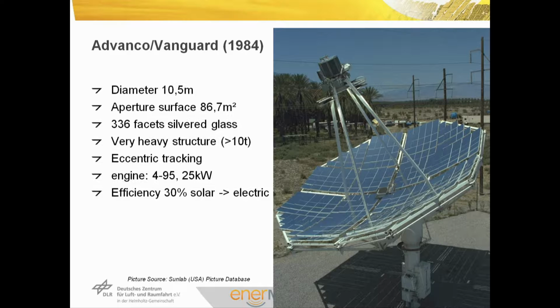The first system using this engine is the Aramco Vanguard system built in 1984. The diameter of the concentrator is 10.5 meters. It has an aperture surface of 86 square meters. It has 336 facets of silvered glass mirrors. It has a very heavy structure, more than 10 tons. It has an eccentric tracking system that is actually the cause for the very heavy structure. It uses, of course, the 495 Stirling engine with 25 kilowatts. The solar to electric efficiency is about 30%.